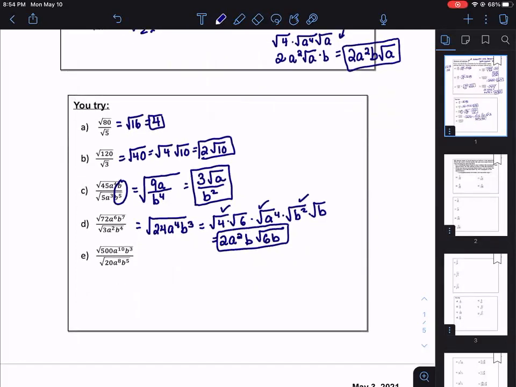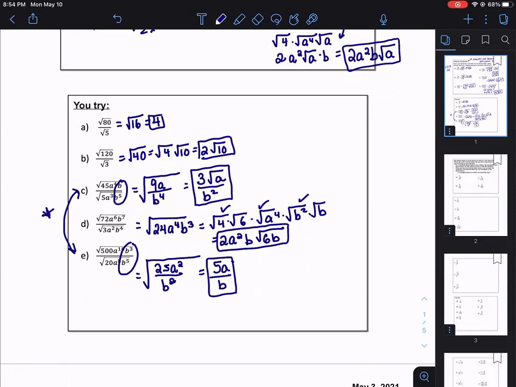Now this one is similar to C, so I'm just going to make a little note so you guys know that it's the same situation. So when we divide 500 by 20, we're going to get 25. A to the 10th and A to the 8th is A to the 2 on top. But then here it is again, 3 minus 5 is going to give us -2, and that has to go in the bottom. When we simplify, we are going to get 5a over b, since they are all perfect squares.